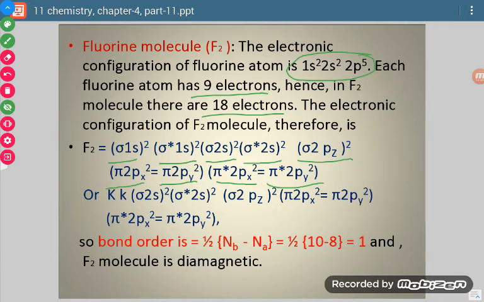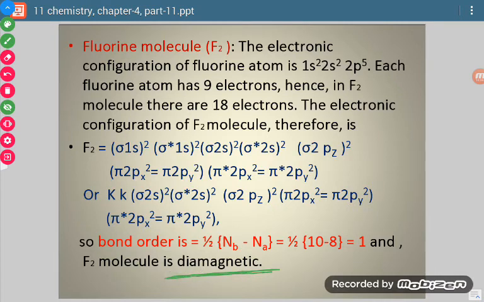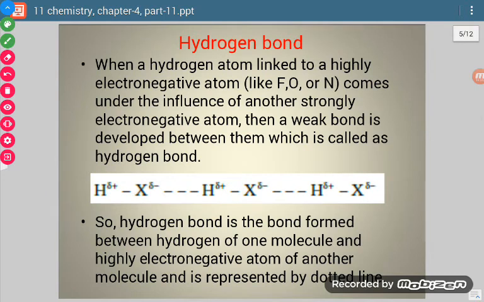We will not move ahead till the previous one is fully filled. So this is the electronic configuration. We can replace sigma 1s and sigma star 1s by KK. Now if we count the bonding and antibonding electrons, it comes out to be 10 and 8. So bond order value becomes 1, and if we see the electronic configuration, there is no unpaired electron, so the molecule becomes diamagnetic. Now let us come to the last topic of our chapter, hydrogen bond.